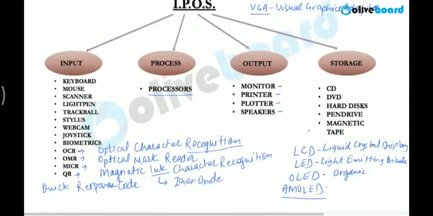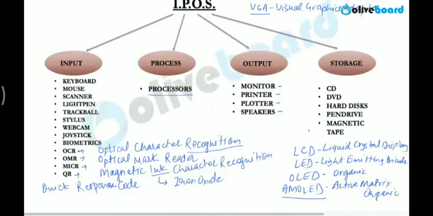So let me write it here. Active matrix organic light emitting diode, AMOLED. Okay, so these are some important abbreviations that come up in our exams, and they are related to monitors. Then we also have different types of printers. There are basically two types of printers, impact printers and non-impact printers, but we'll be talking a lot about them in our input and output devices chapter.